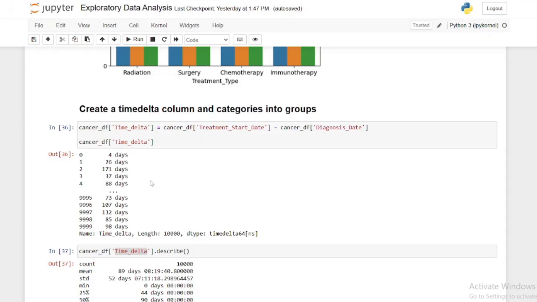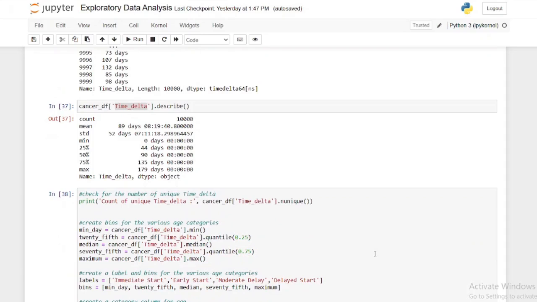I'll be classifying it as immediate start, early start, moderate delay, and delayed start. Because we want to analyze if this had to do with the outcome of a patient: is it that people who started early recovered on time, or did they make recovery, or people who started late died, or does it really not matter? So this is what we want to get.